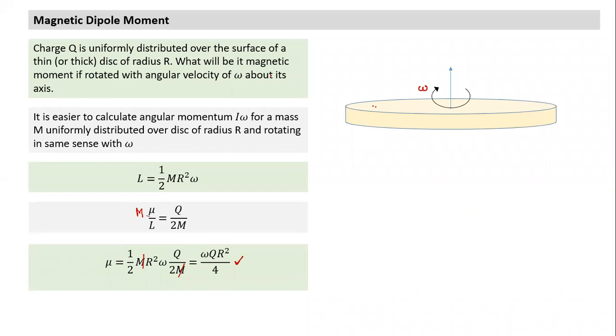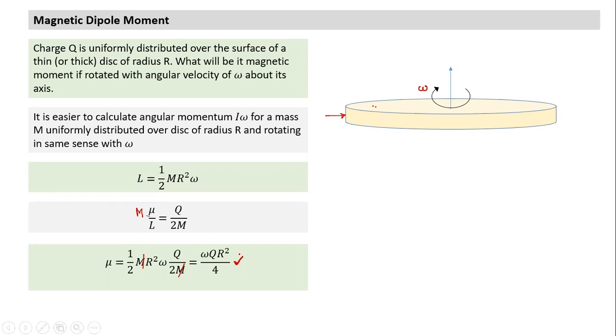In this case, is it possible to calculate without using this formula also? It is possible to calculate m. How would we calculate m? We divide this into several concentric rings, integrate, and we get to the same number. So this is whenever we have to find magnetic moment for a charge distribution.